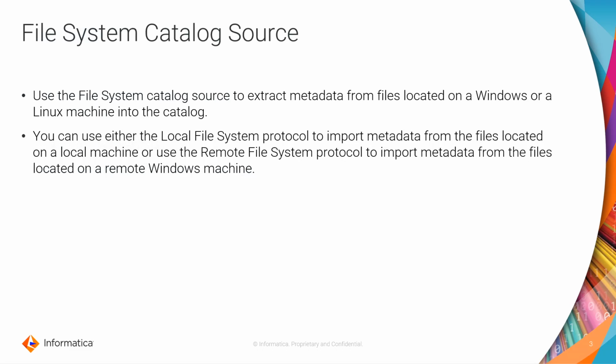So we use a file system catalog source to extract metadata from a Windows or a Linux machine into CDGC. We can use either a local file system protocol or a remote file system protocol. We use the local file system protocol to import metadata from files located on a local machine, that is the secure agent machine, or we use the remote file system protocol to import metadata from files located on a remote Windows machine.